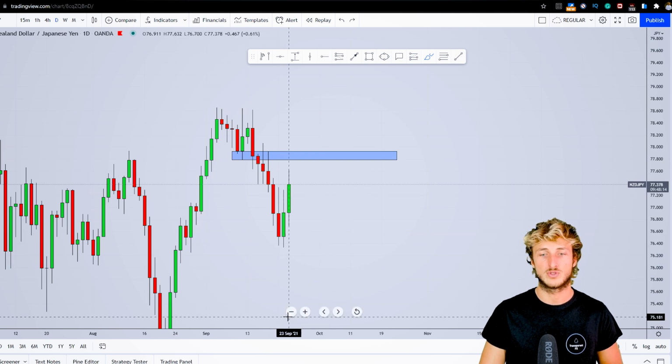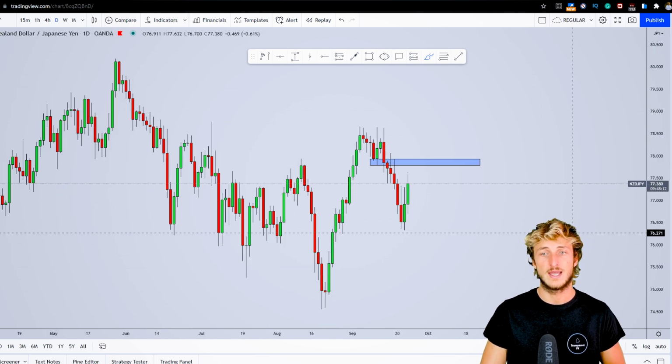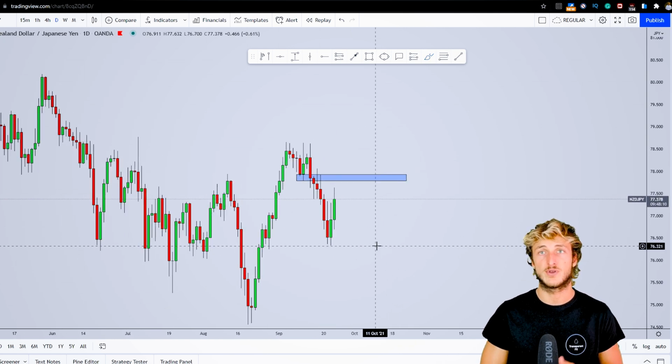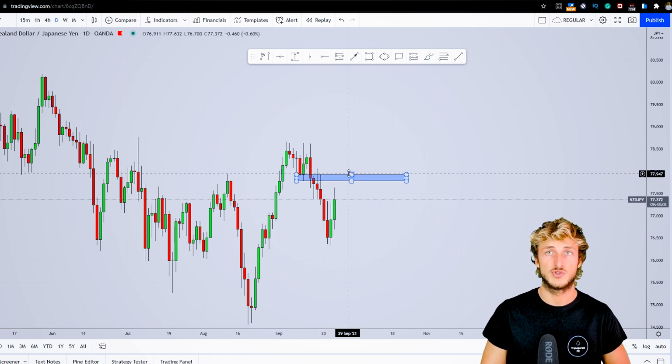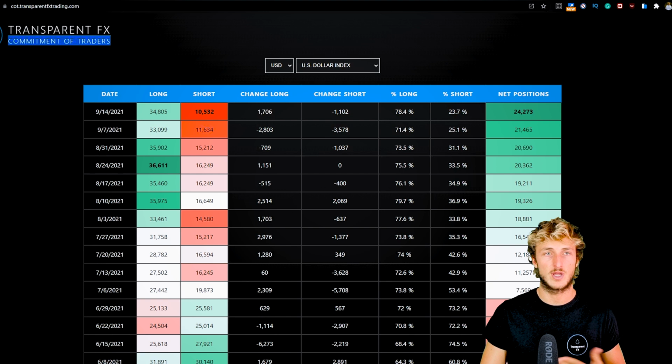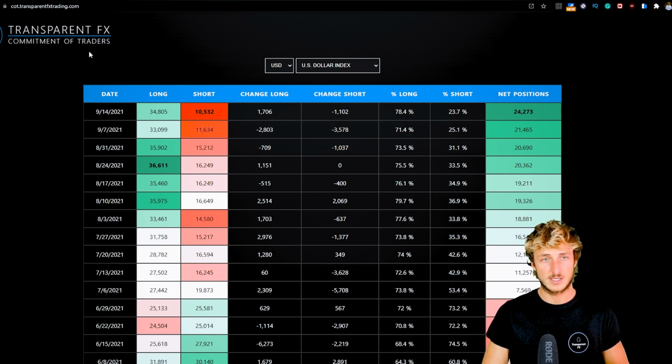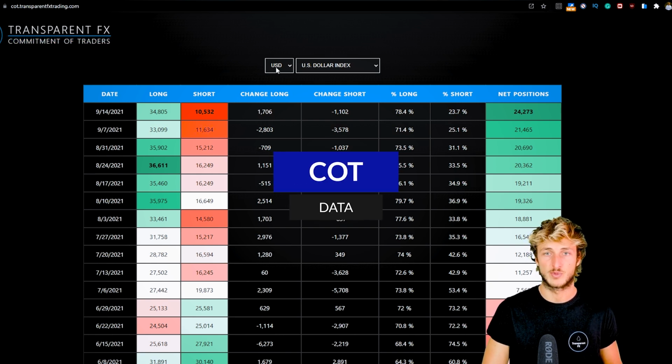So how do we approach a situation like this? Because we know that the higher probability setups happen when all time frames are showing the same direction. But in this case, on the daily time frame, price action is showing that we are still below previous support and resistance. Now, before I show you how you can approach a situation like this, let's go and see what we have from a COT perspective.